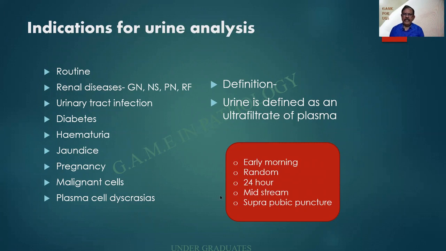And coming to the definition as such, urine is defined as an ultrafiltrate of the plasma. In other words, it is literally blood that has been filtered, ultra-filtered, and it comes out as urine. The various samples I have mentioned in the enclosure for you people to memorize.